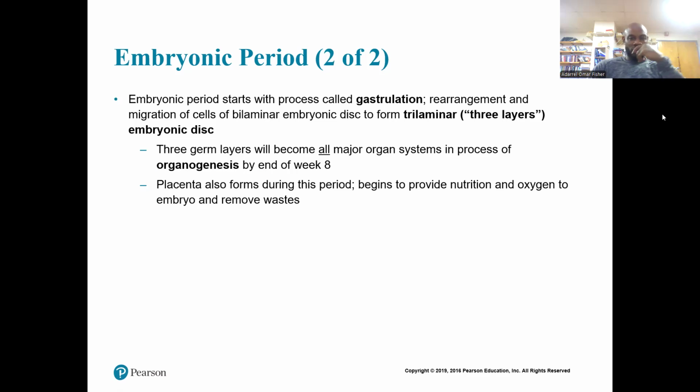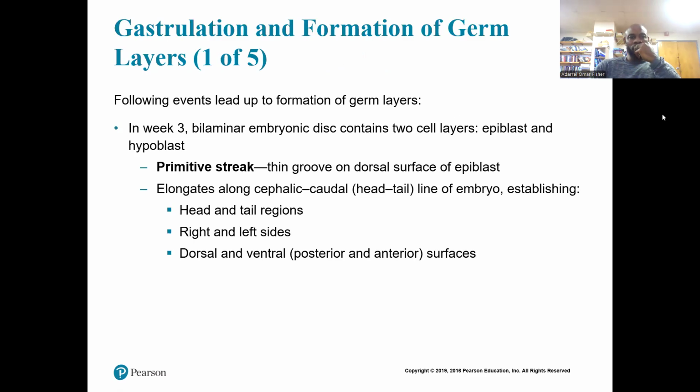Placenta also forms during this period, provides nutrition and oxygen to the embryo, removes waste. But back to the organogenesis. By the end of week 8, by the end of this embryonic period, we'll have formed all the major organ systems. Think about that. All right, so gastrulation, week 3. You don't need to know every single detail to these steps, but just know them sort of briefly.